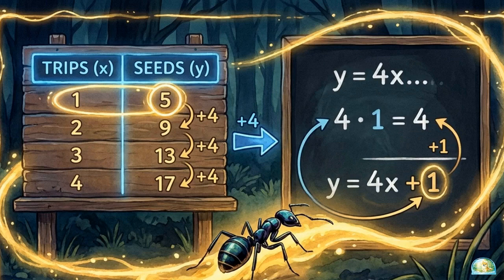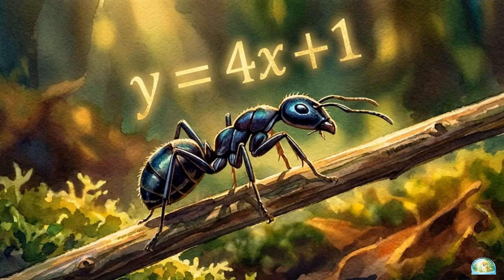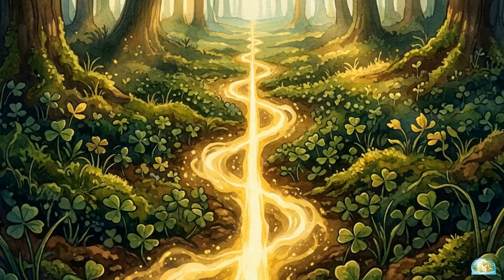To build a rule, we cannot just look at that repeating addition of 4. We also have to account for where the ant started. On that very first trip, she already had 5 seeds. So we formulate our rule by combining those pieces. The output, y, equals our repeating addition of 4 times the input, x, plus a starting offset of 1 to make that first trip equal 5. Recognizing that simple additive repetition allows us to construct a linear shortcut that works for any number of trips she takes.